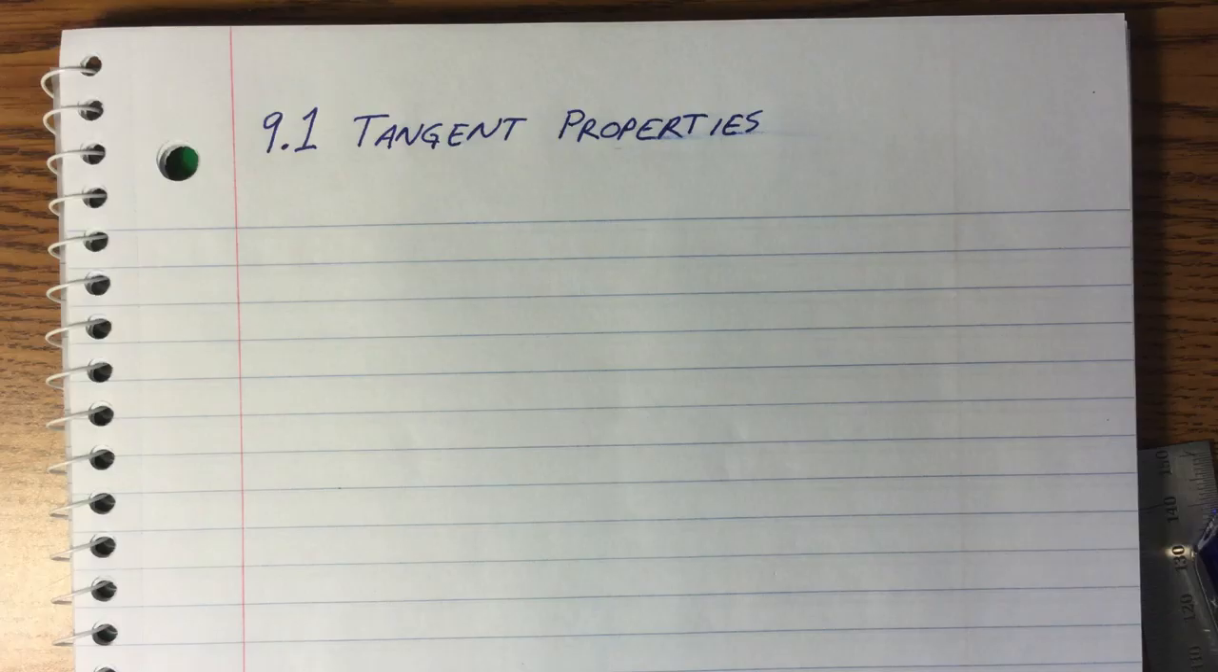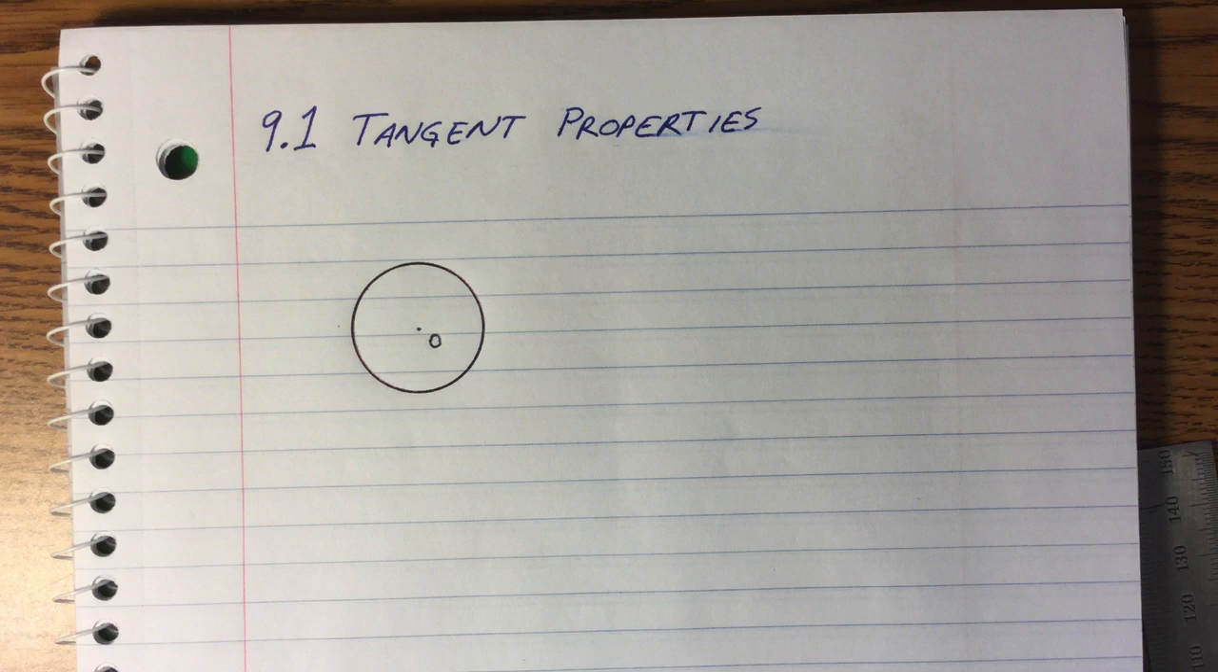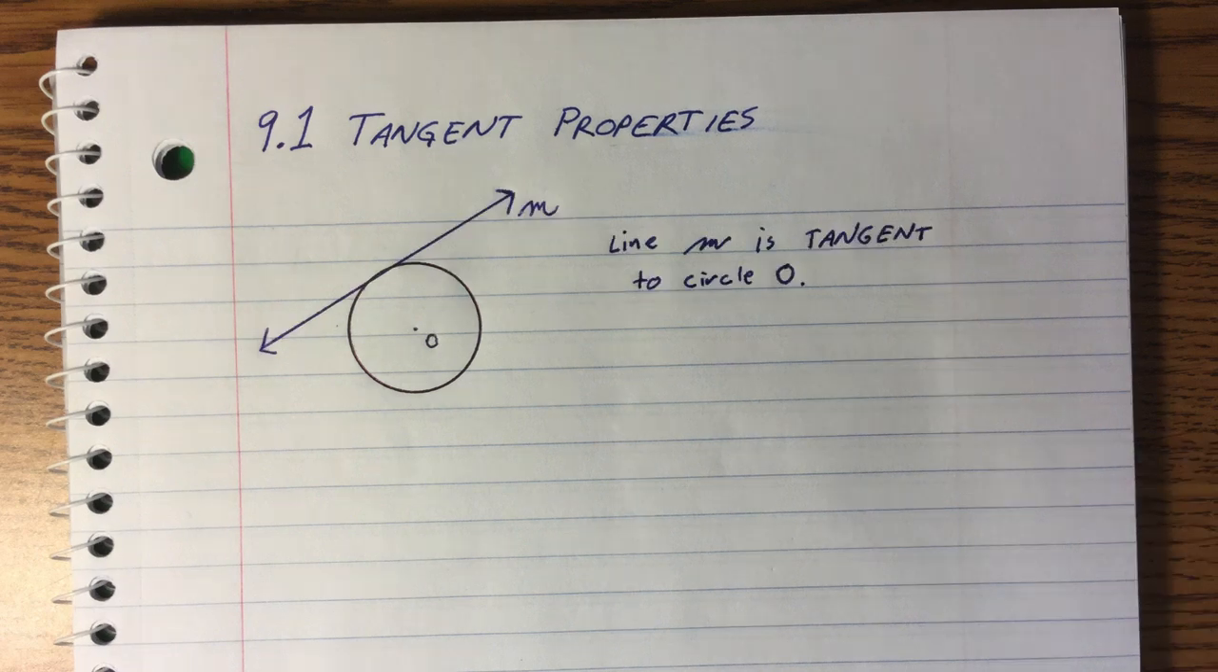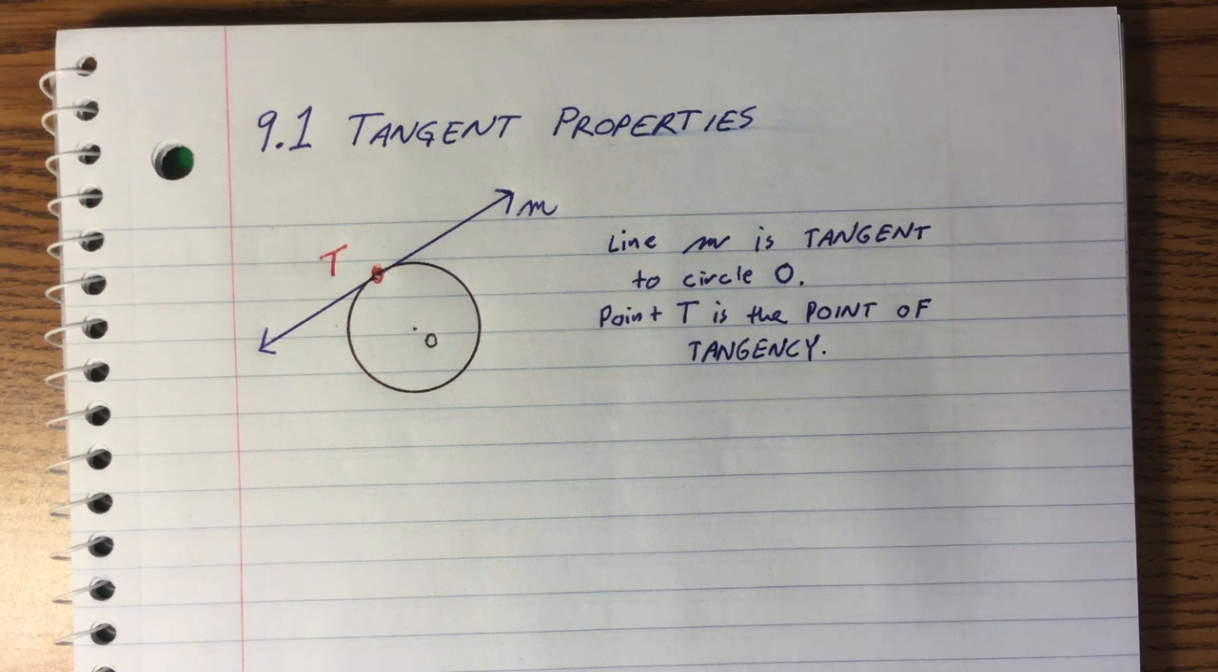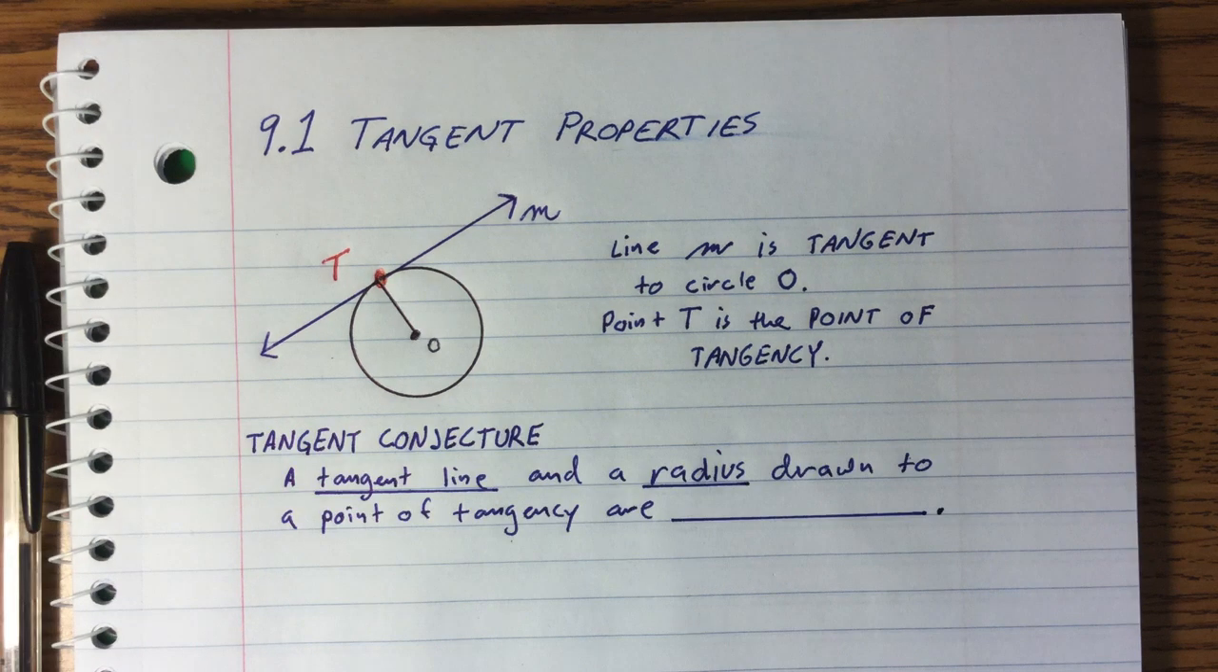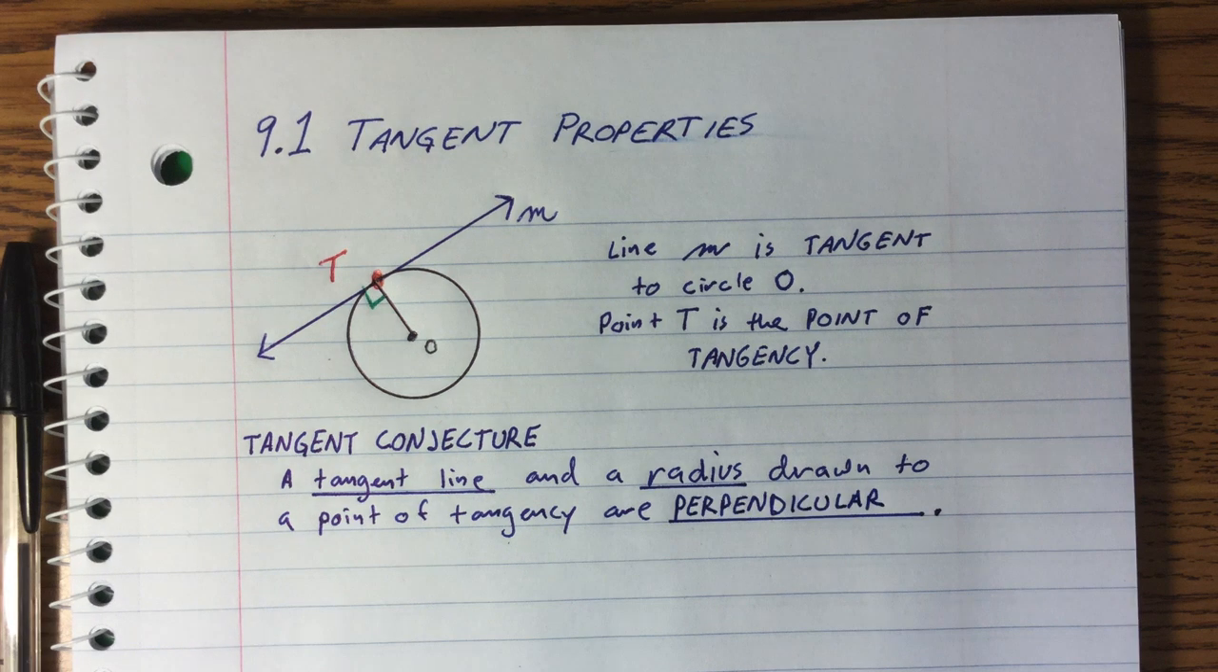So let's start with a circle. The center point is called point O, and draw a tangent line. We say line M is tangent to circle O. The point at which they intersect, let's call that T, and it is a point of tangency. So our first conjecture, the tangent conjecture, says that the tangent line and a radius drawn through the point of tangency are perpendicular.